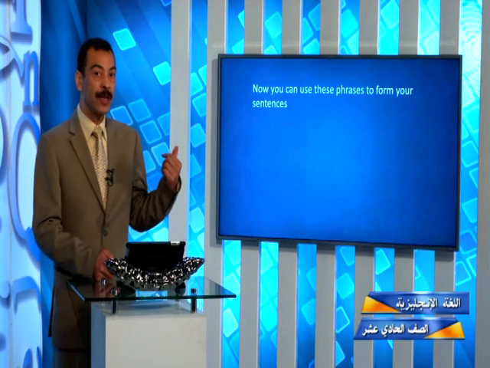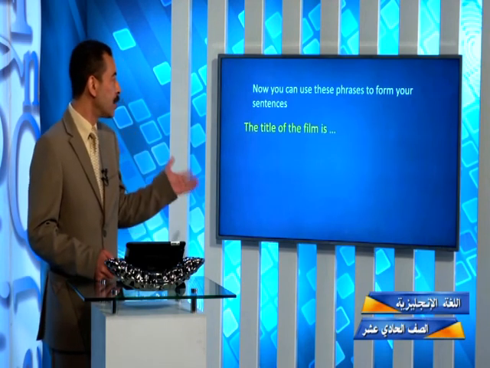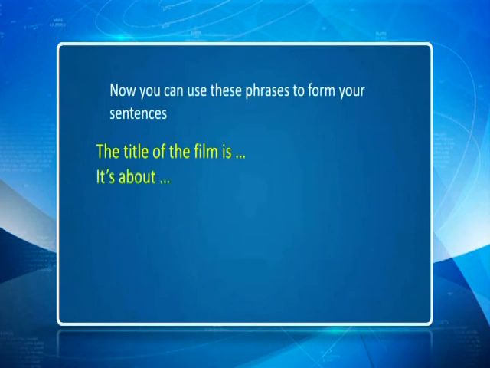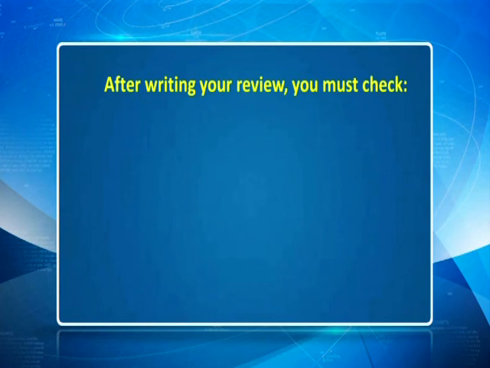I just remind you that you can use some of these phrases. For example, the title of the film is, or it's about, things that we mentioned earlier. It was produced by, it's set in, the thing I liked best about it was, and so on. All right? Now, you need also to remember that after you write your review, you must check these things.